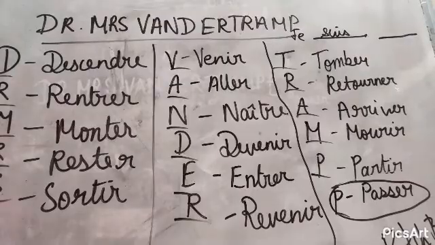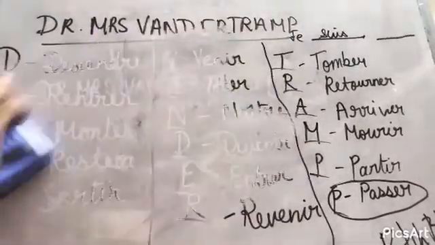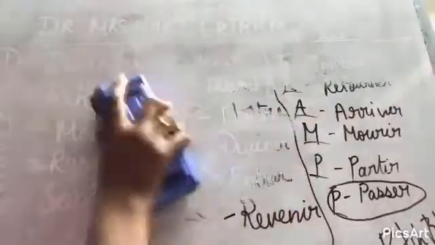I'm going to erase this whole thing. Yes, so I've erased it. Again, my arms are aching, but it's okay. So let's come back to the conjugation.